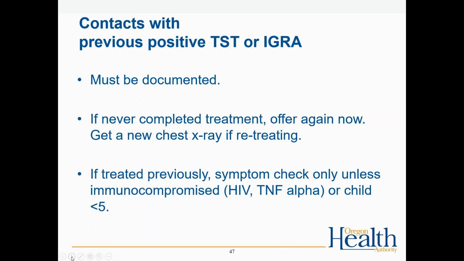So when you're doing a contact investigation, you're almost always going to run into somebody who had a previously positive TB skin test or IGRA. So first of all, you can't just take their word for that. It needs to be documented. If they didn't complete treatment in the past, now's a good time to offer it. And of course, you want to get a new chest x-ray in that case. Generally speaking, if they were treated previously and they're now a contact, we only do a symptom check unless the person is immunocompromised or a child.